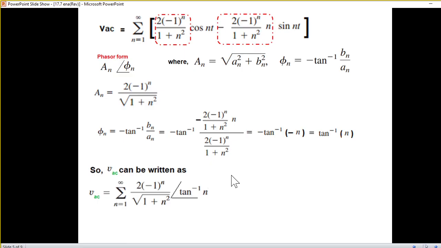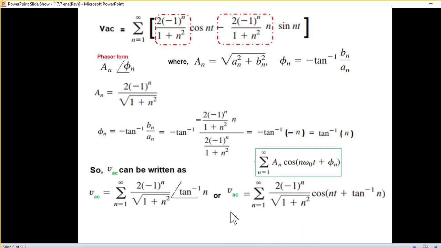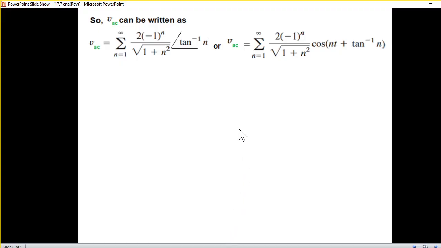Okay, so now in terms of magnitude and angle, our V_AC will be this magnitude and this angle. Or we can also write in terms of this cosine nt plus the phase angle. Just like here, A_n cosine n omega t plus phase angle. So these are the two forms that we can write and will be using.